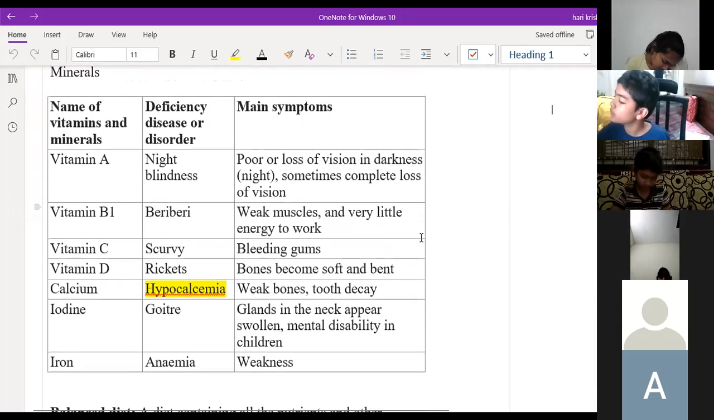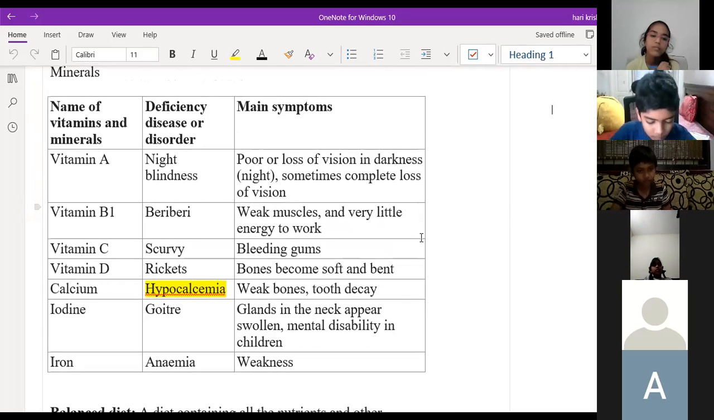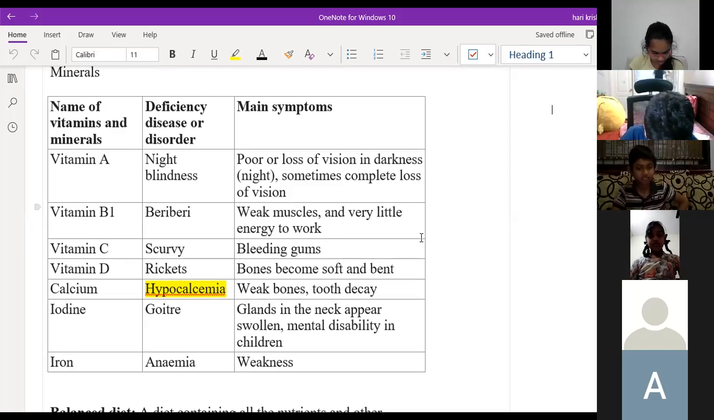So we have studied the tabular column also: vitamin A, B1, C, D. But vitamins are of two types, right? One is water soluble, the other one is fat soluble. Tell me which one is water soluble and which one is fat soluble.